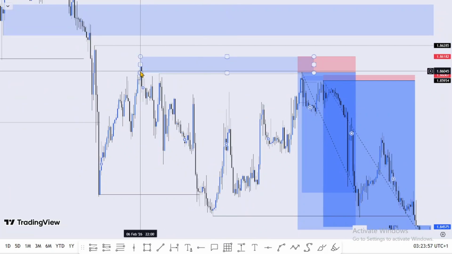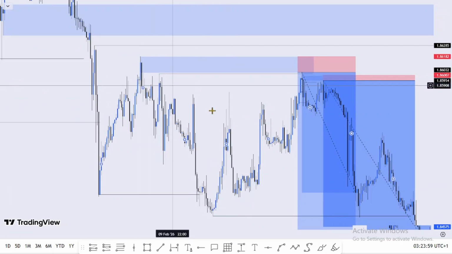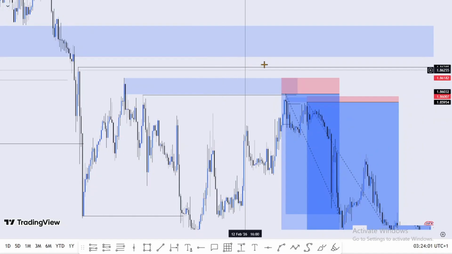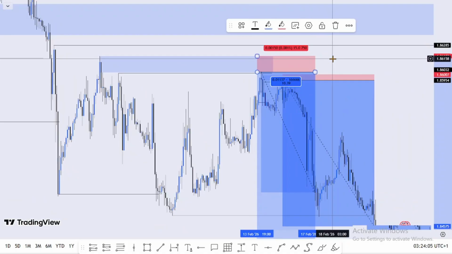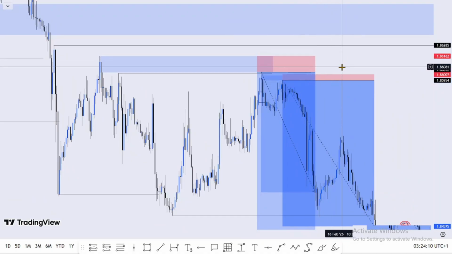Why? Because there's no clear order block here, and it looks like this order block has been mitigated, and we have a clear liquidity here. This is the reason why I did not take it. But this is the setup you want to take. This is the setup that, based on our strategy, we are expecting to take.